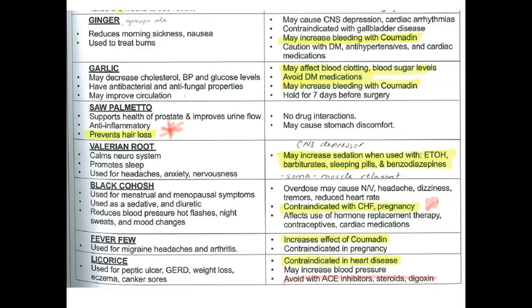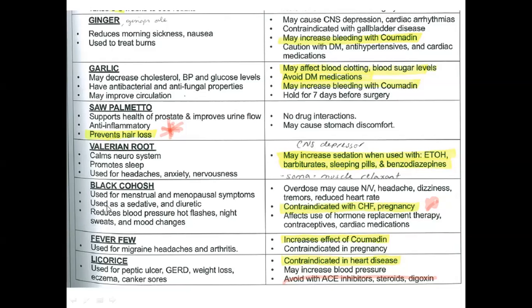Valerian root may increase sedation when used with ethyl alcohol. So alcohol with herbals, especially valerian root, not together. Barbiturates, tranquilizers, not with valerian root, right? Muscle relaxants, not with valerian root. Even sleeping pills, not with them, because both increase sleep and the patient goes into sedation.